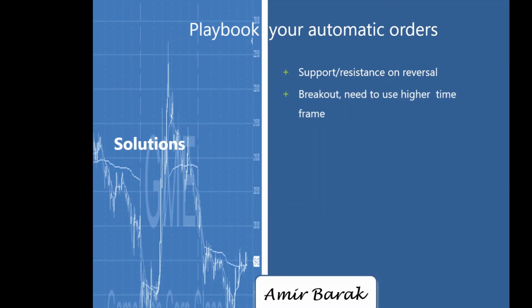Now, if it's a breakout, I need a larger time frame, and sometimes even for a reversal we can look at a larger time frame. If we're breaking the high of the day, we have to see where the next resistance is, and you're going to see in the example that it can give you very good ideas of where to go from.